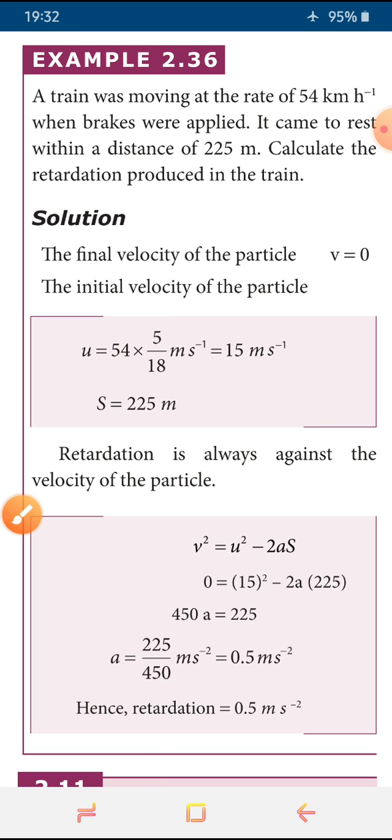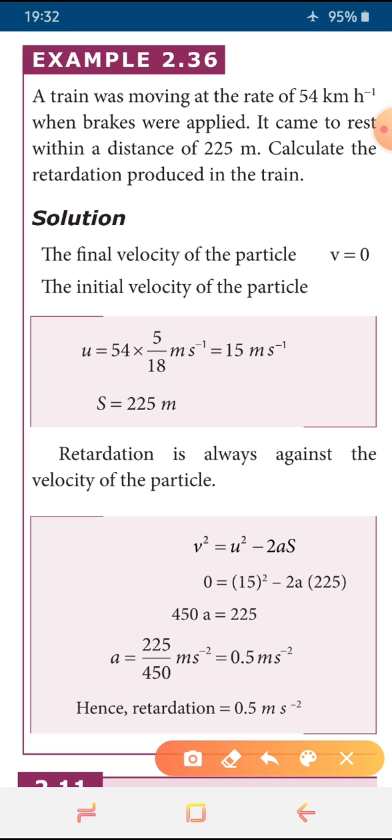So after converting kilometer per hour into meter per second, we got this step, and after substituting 54 into 5 divided by 18 and solving, we get the answer as 15 meter per second. Okay, and the distance is 225 meter. Here we are using the third equation, which is v square is equal to u square plus 2as.